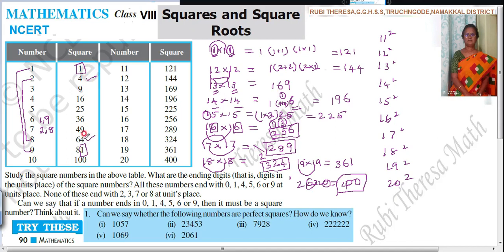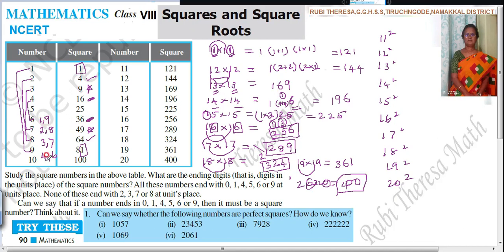Unit place is 4. Next 3 and 7 is another pair. Ending with 9. Unit place is 9. Next pair is 4 and 6. Ending with 6.